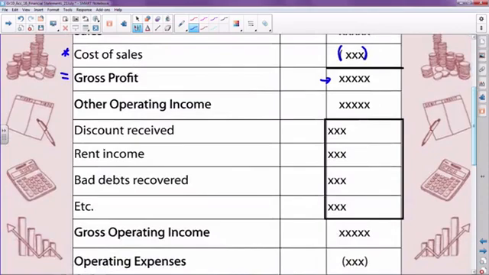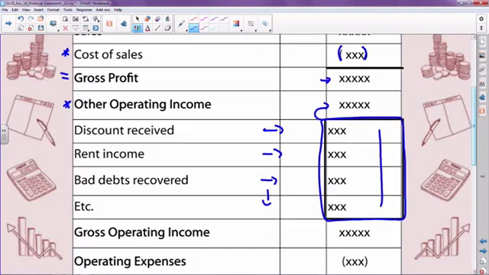Now we're going to look at step number 4, your other operating income again. Very easy. All your incomes except your interest, guys, will be listed here. So we'll list your discount received, your rent income, for example, your bad debts recovered, and this list can go on. We'll place it all in a nice block like that, and then we'll add it up. So we add all of this to get to your other operating income, and then what do I do? I take these two amounts, and then again, I add them to get to your gross operating income.